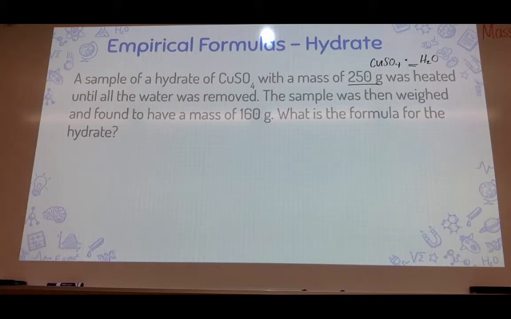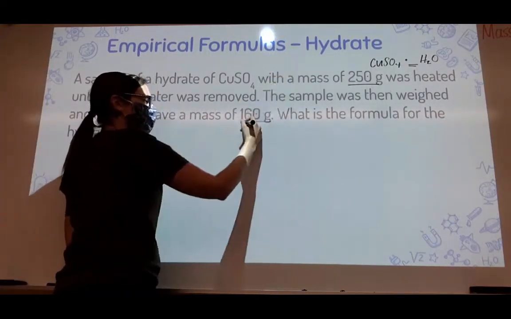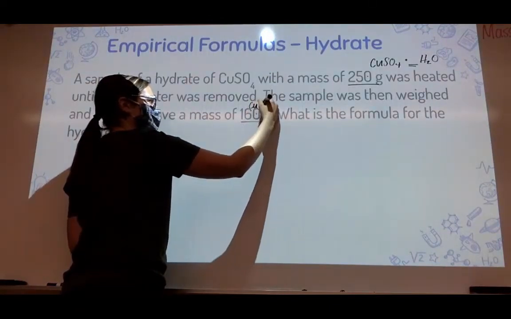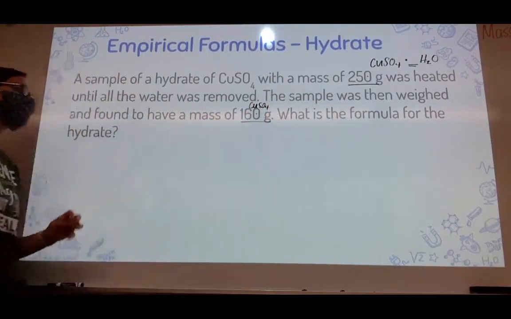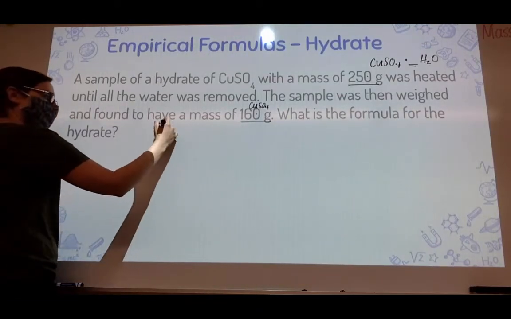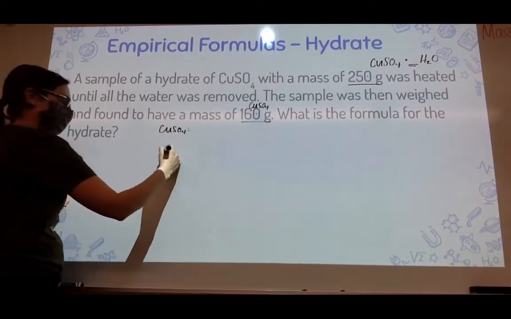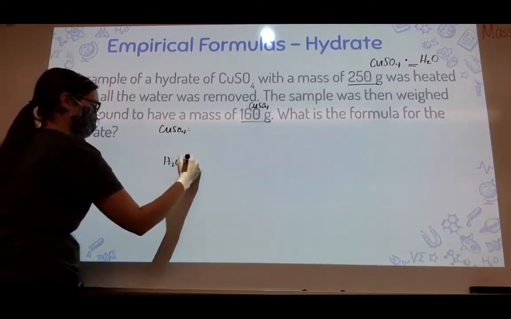So the sample of the hydrate was heated until all of the water was removed. The sample was then weighed and found to have a mass of 160 grams. So that means once we've removed all of the water, this is just CuSO4. What is the formula for the hydrate? So we can treat this hydrate problem just like an empirical formula problem. Except now, instead of having individual elements, I'm going to have CuSO4 and H2O.